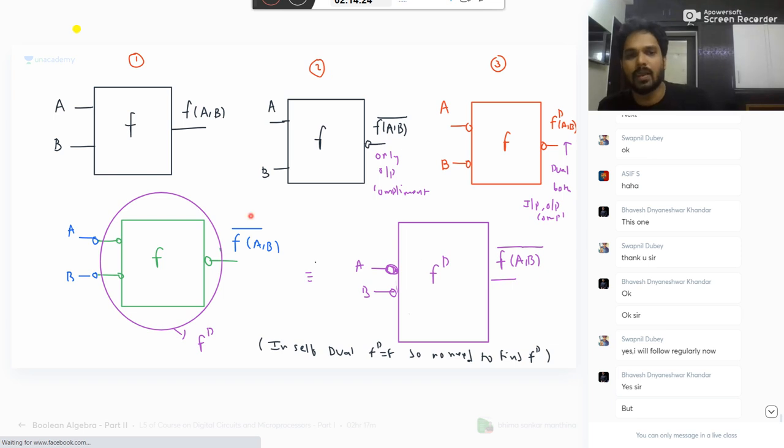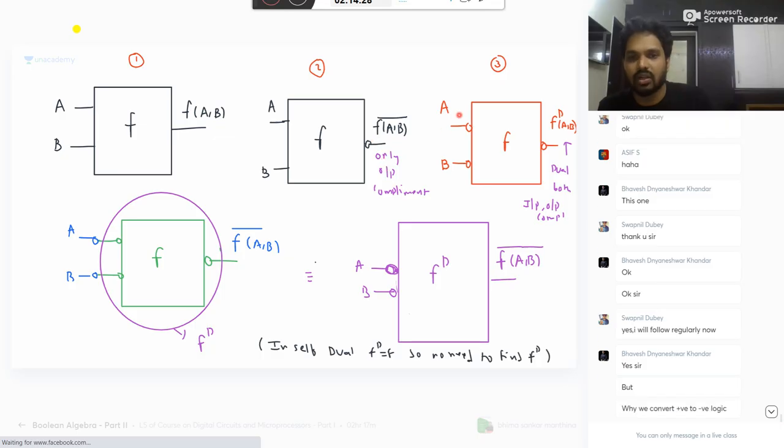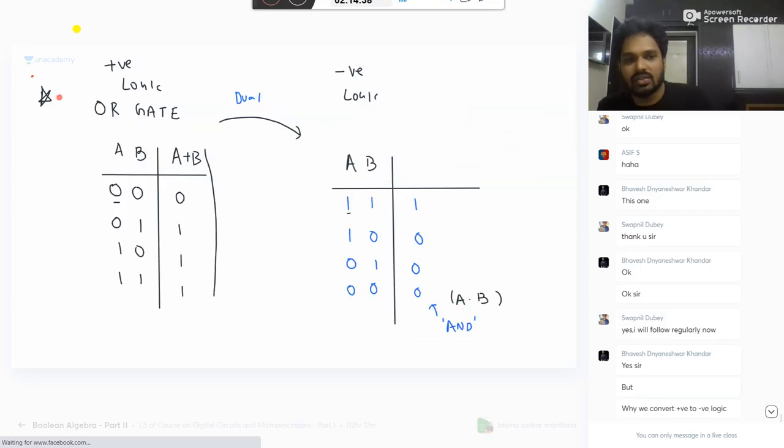You see here, if you take only output complement, it is a complement. If you take both input output, it is dual. My dear, we are not converting here. Okay, you have a system in positive logic designed. You are using in negative logic. Then this AND gate will work like an OR gate. If you use this designed system in this method or this designed in this method, then how these functions are changing? That is what we are discussing.